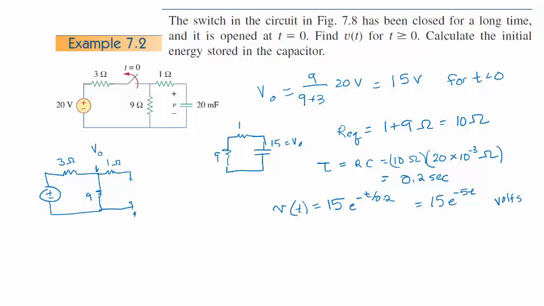And it also asks what is the initial energy stored in the capacitor. So for the initial energy stored in the capacitor, we just apply the formula. Energy in the capacitor initially equals 1/2 C V squared. It's 1/2 C V0, the initial condition, squared, so you just plug in my value of capacitance and the value of 15 volts there, and you will get 2.25 joules. So that's the initial energy stored in the capacitor.